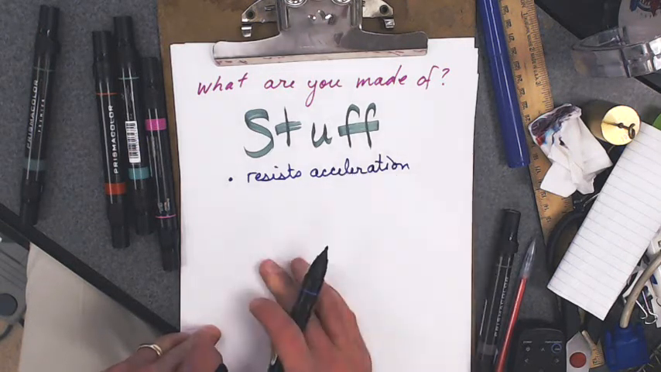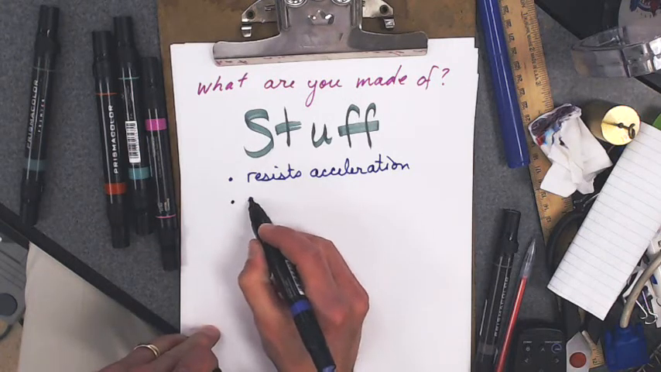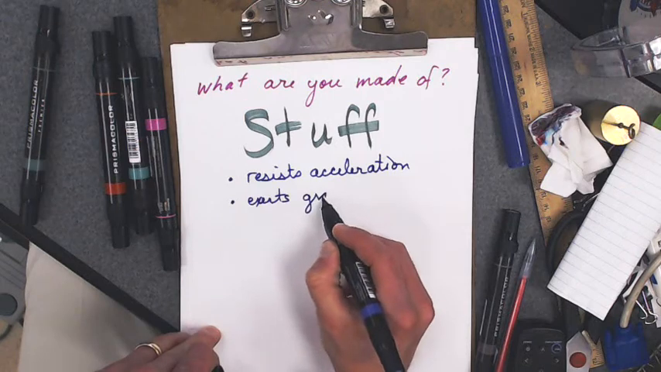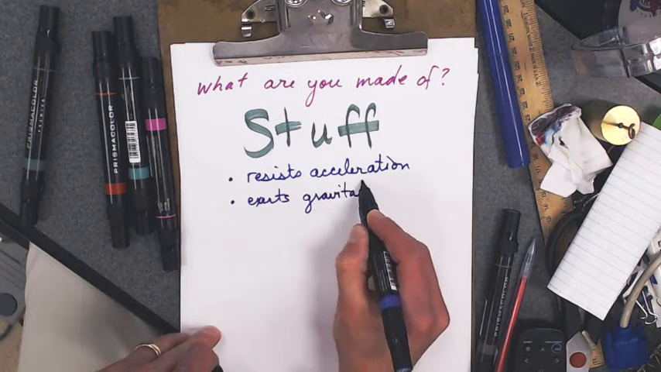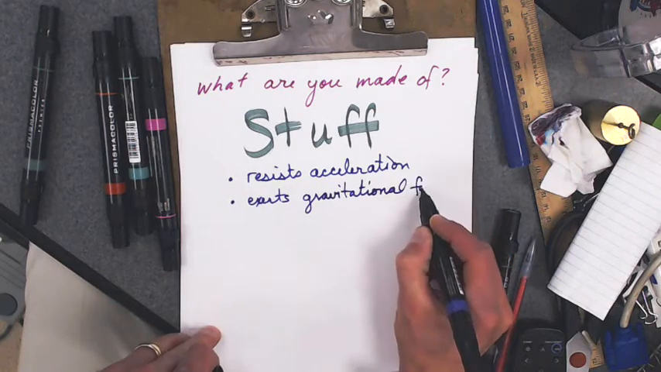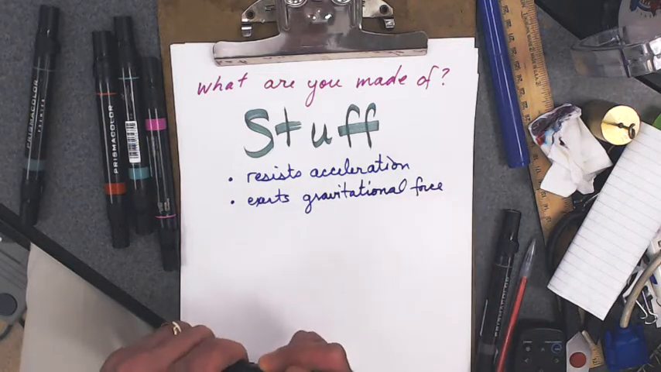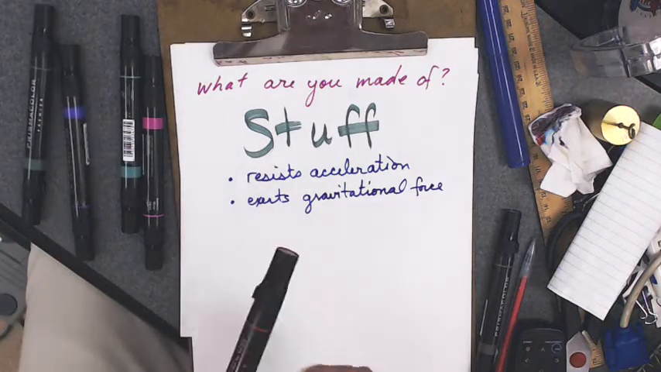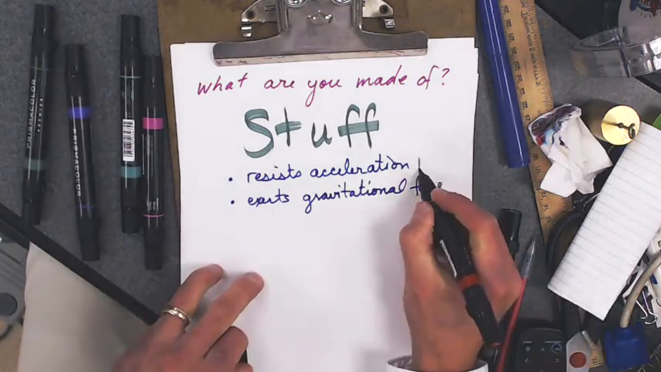So we've also got some stuff that exerts the gravitational force. I'm working on my handwriting some more. Gravitational force. And we have a name for this stuff. It's called mass. If I can work the marker. This is what mass is.